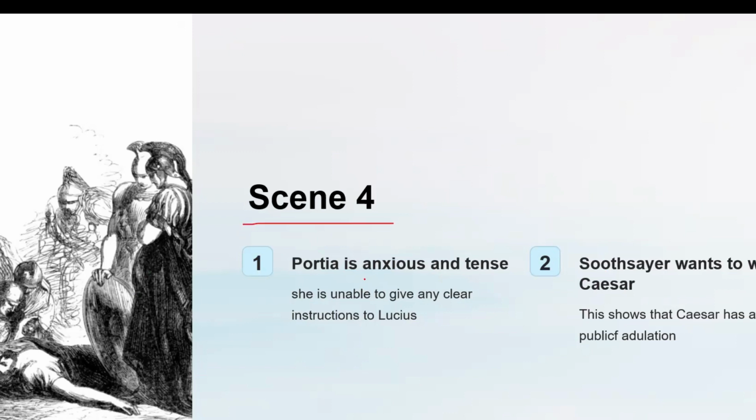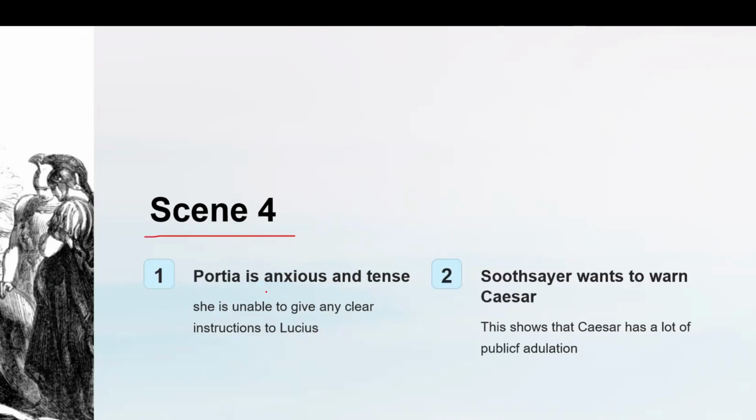Now, here we see a completely different Portia from the one we had seen earlier in scene 1. In scene 4, we see that Portia is very anxious and very tense. Why is she anxious? Because she already knows the secret. She already knows about the conspiracy. She knows that her husband is about to murder somebody, and she is unable to bear that secret to herself. She is unable to give any clear instructions to Lucius.